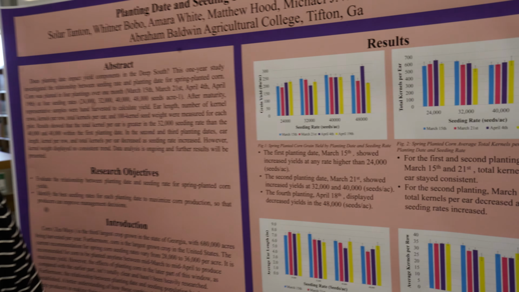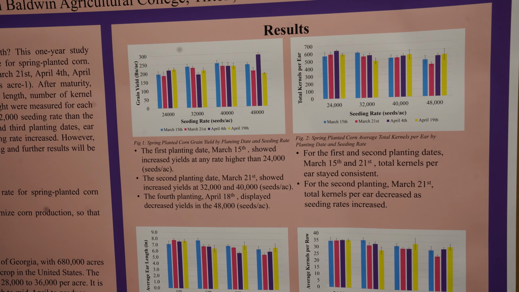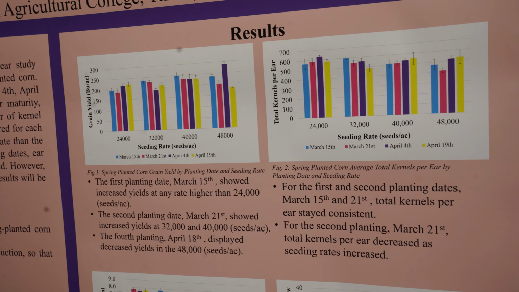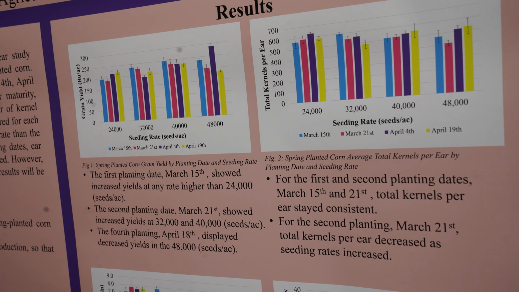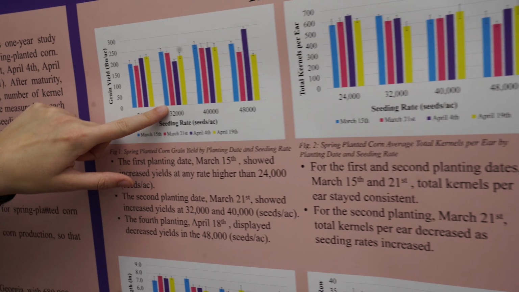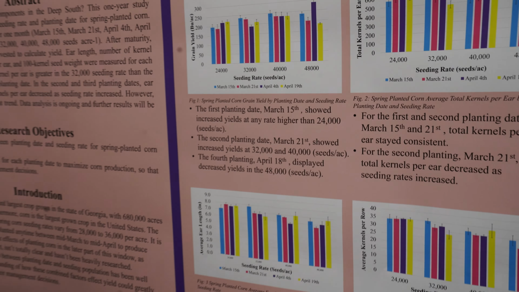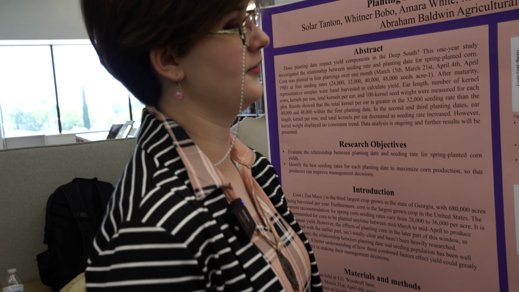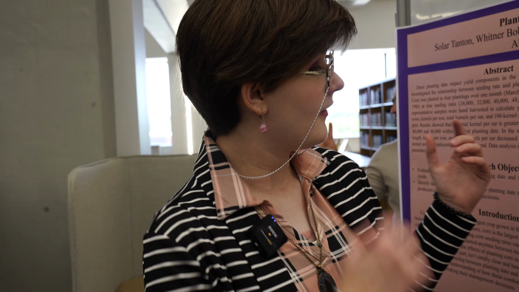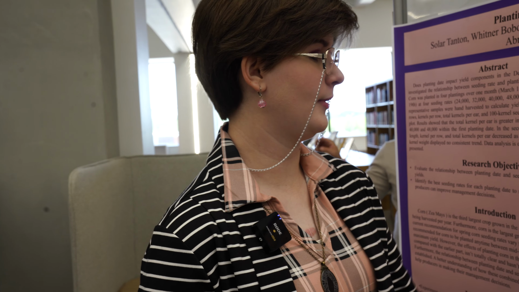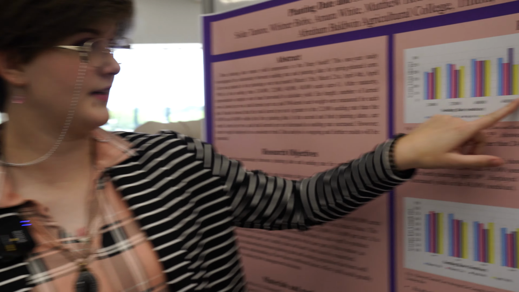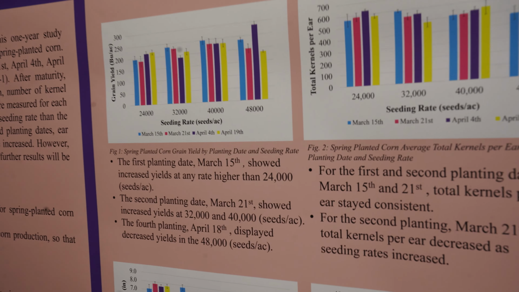So if we go over here to the results, we can see that we have our grain yield. For the first planting date, March 15th, we had increased yields at any rate higher than 24,000 seeds per acre. So you see the blue with 32, 40, and 48. And then with the second planting date, March 21st, we showed increased yields at 32,000 and 40,000 seeds per acre. For the fourth planting, April 19th, we have displayed decreased yields in the 48,000 here, as we can see with this little scraggly line here.